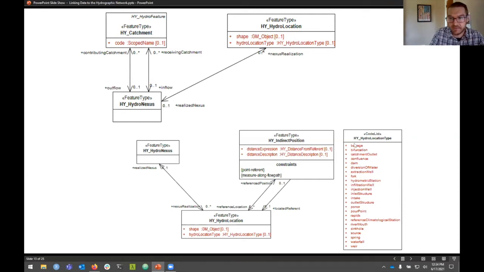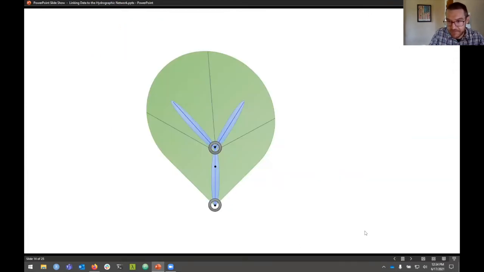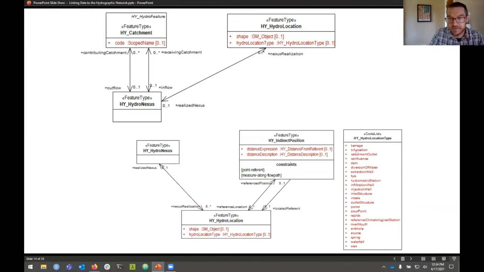And it has a type. So we see this hydrolocation type list here is this kind of typical list of things: hydrometric station, stream gauge, a rapids, river mouth, sinkhole, et cetera, right? There's a whole bunch of different types that could be hydrolocations. Confluence is a super typical one. But then this hydrolocation is how we associate different data sets to each other. The hydrolocation is how we index data to the hydrologic network.